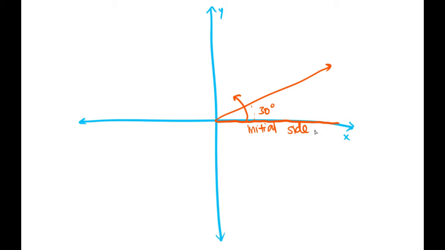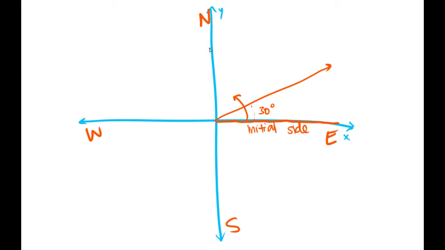Now if you have bearing, for example, which tripped up a lot of people on tests and quizzes last year, you're going to have to put the initial side wherever they tell you to. And for that, you need to know your cardinal directions. So north, east, never eat soggy waffles, right? Okay, never eat soggy waffles.